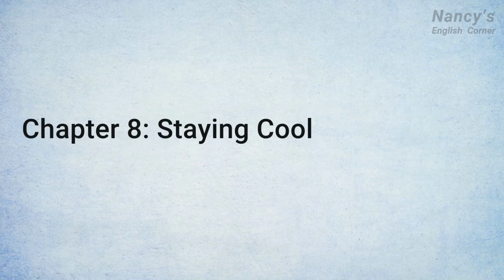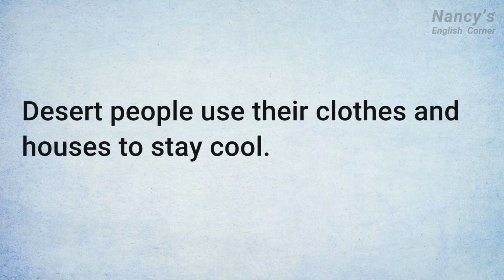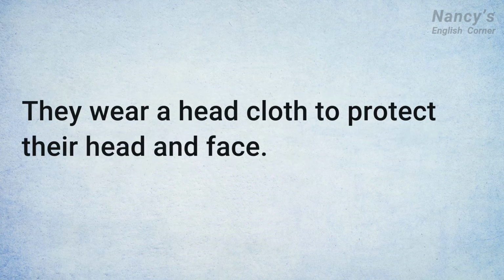Chapter 8. Staying cool. Many people and animals live in hot deserts. They have different ways to stay cool. Desert people use their clothes and houses to stay cool. Bedouin and Tuareg people wear long clothes to protect them from the hot sun and the wind. They wear a headcloth to protect their head and face.